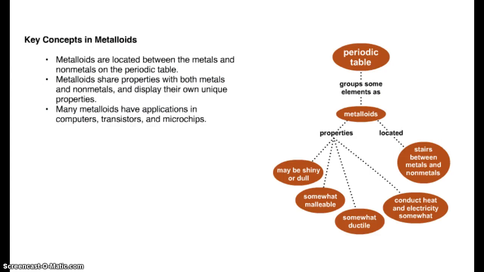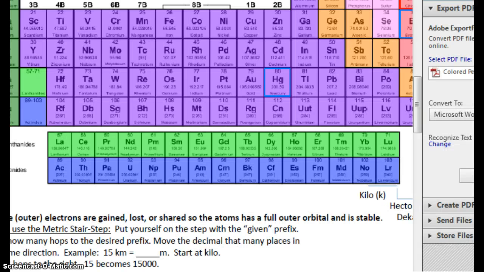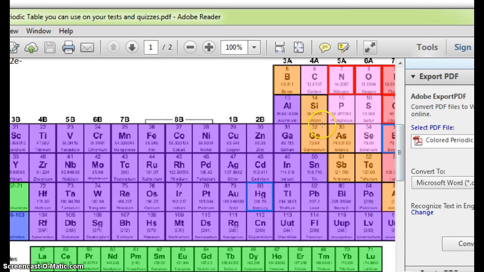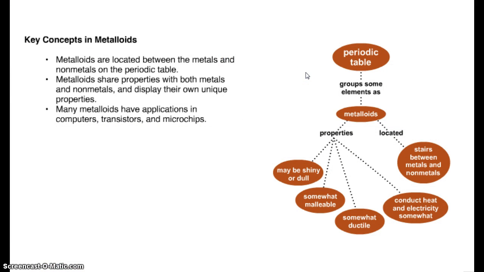Key concepts in metalloids. Metalloids are located between the metals and nonmetals on the periodic table. So right in here. Metalloids share properties with both metals and nonmetals and display their own unique properties. Remember, the "-oid" means kind of. They're kind of like metals, kind of like nonmetals. They're in between. Some metalloids have applications in computers, transistors, and microchips.